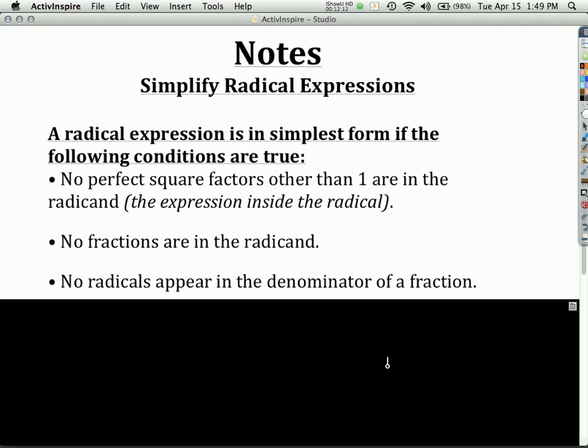You have 3 conditions. 3 things have to be true for a radical expression to be simplified. There can be no perfect square factors inside the radical. There can be no fractions inside the radical. And there can be no radicals in the denominator of a fraction. Remember, these are notes, so you need to skip over unimportant words and use shorthand and abbreviations for things like fraction and denominator and radical.